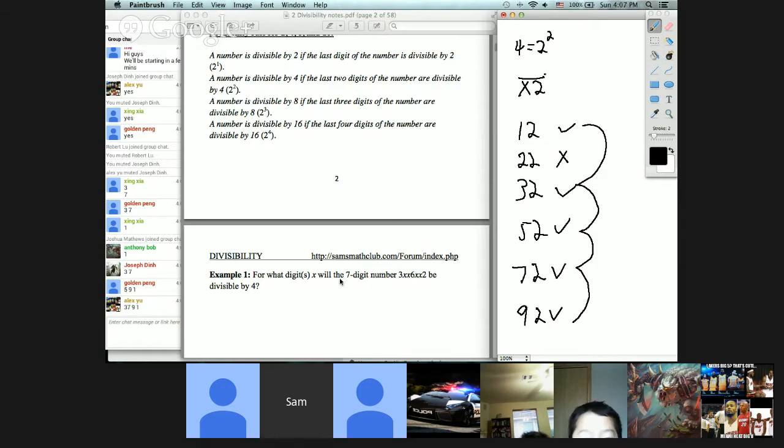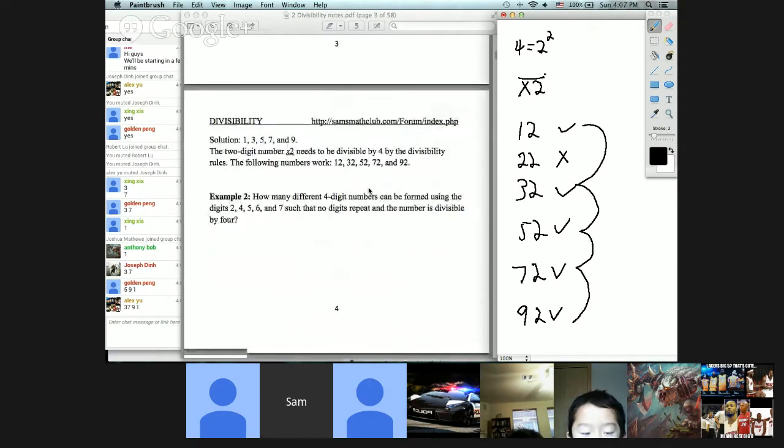So again, basically, if it's asking for divisible by 4, we look up here, 4 is 2 squared. We only have to look at the last 2 digits, which is x2. We make x2 divisible by 4, and then we just start listing. Okay, right.